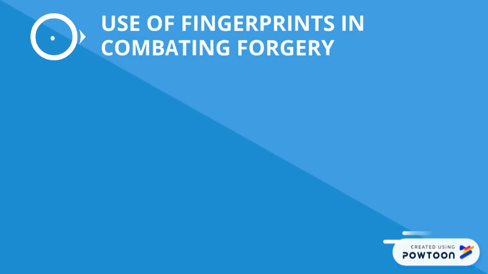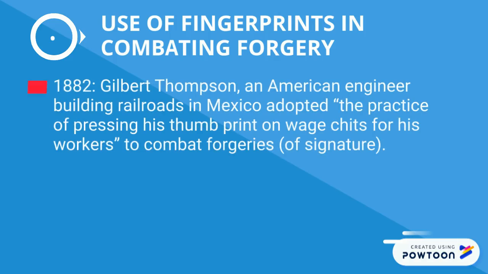Use of fingerprints in combating forgery. In 1882, Gilbert Thompson, an American engineer building railroads in Mexico, adopted the practice of pressing his thumbprint on wage sheets for his workers to combat forgeries of signatures.